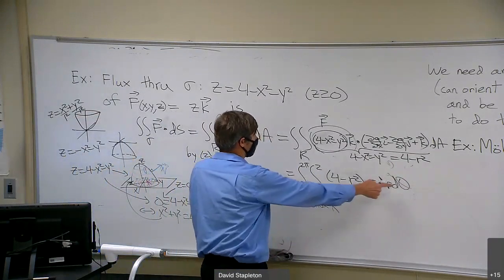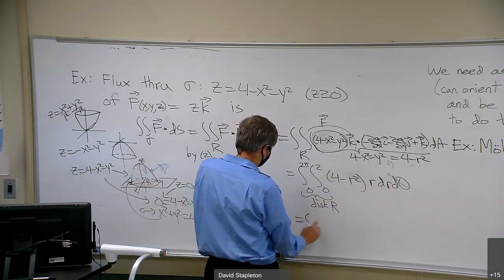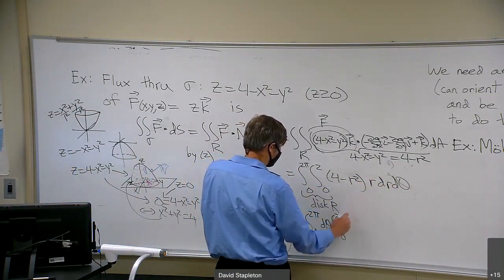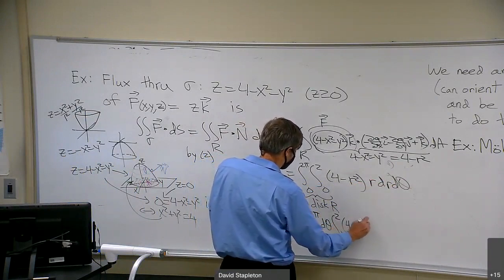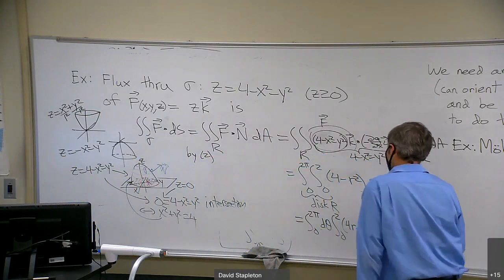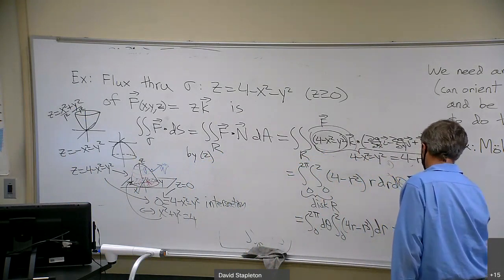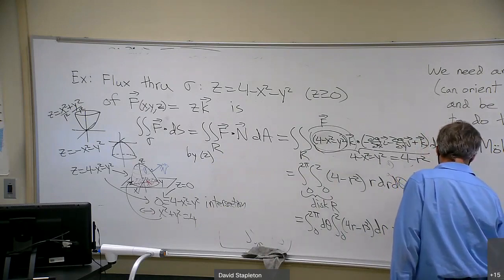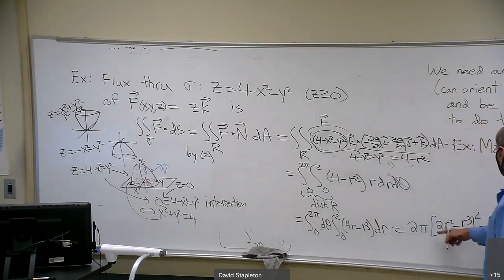Well, there's no theta in here, so I can pull the d theta through and say this is the integral from 0 to 2 pi d theta, integral from 0 to 2 of 4r minus r cubed dr, and hopefully it comes out to be the answer on the board there. 2 pi times 2r squared minus r cubed over 3, plug in 0. Let's say that's 8 minus 8 thirds is 16 thirds. I should get 32 pi over 3, it looks like.